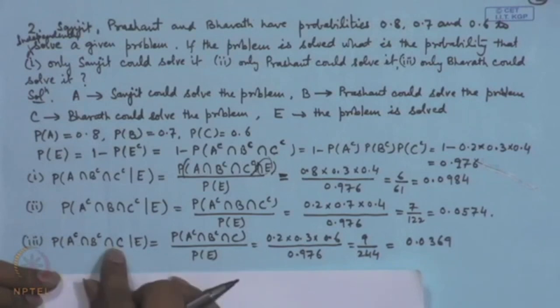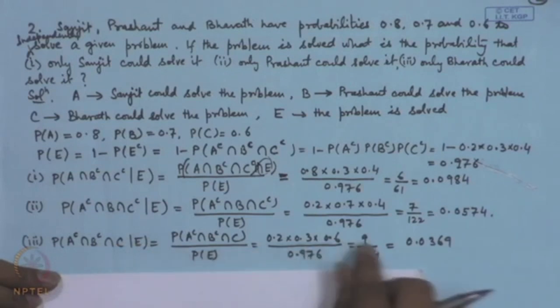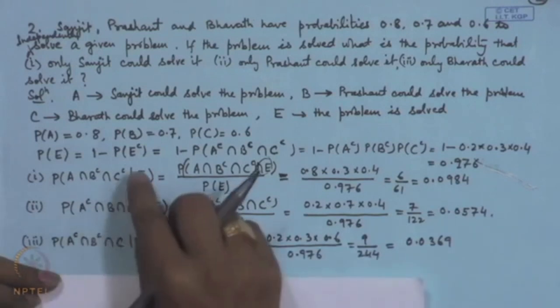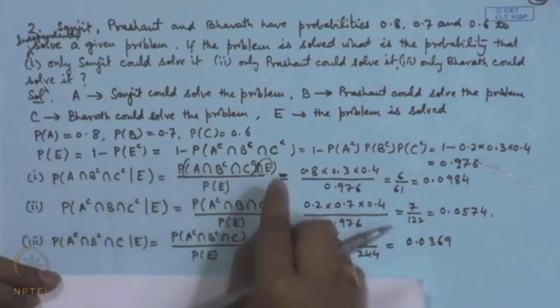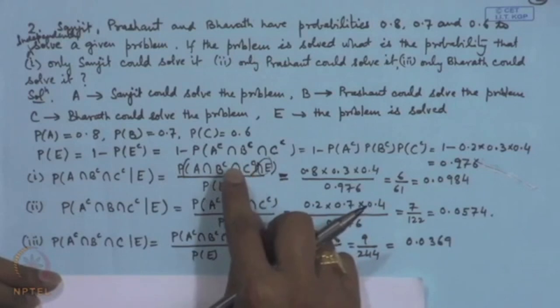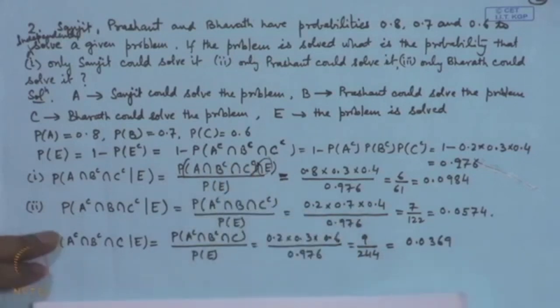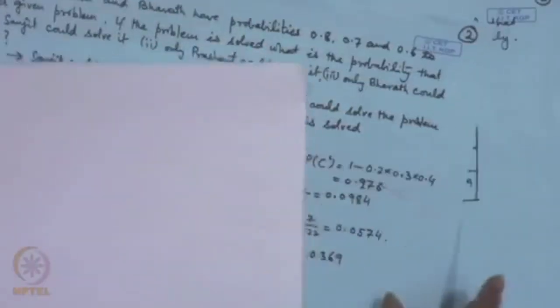Only Bharat could solve it, that will be A complement intersection B complement intersection C given E, and this will turn out to be 9 by 244. So, this is an application of the concept of conditional probability as well as the concept of independence that we have used here. Now, let me take another simple problem here.